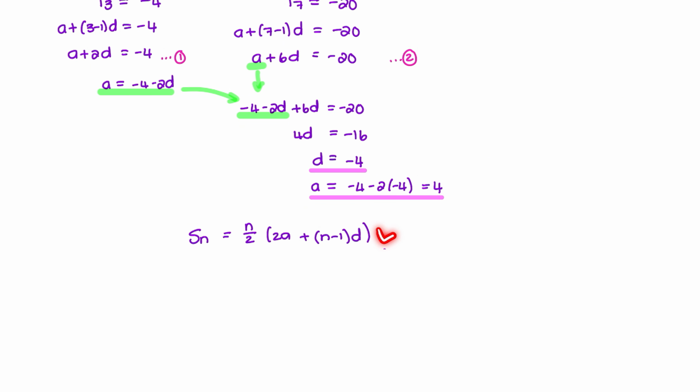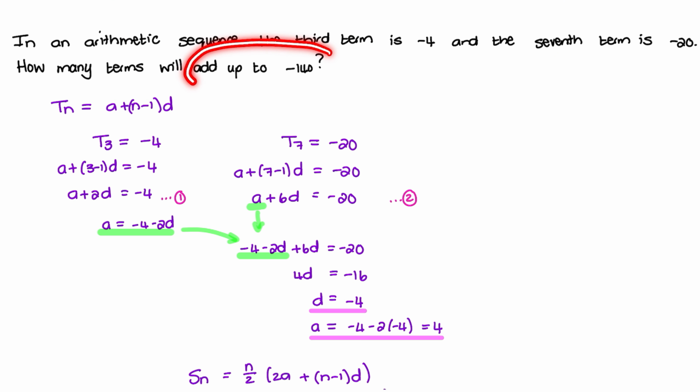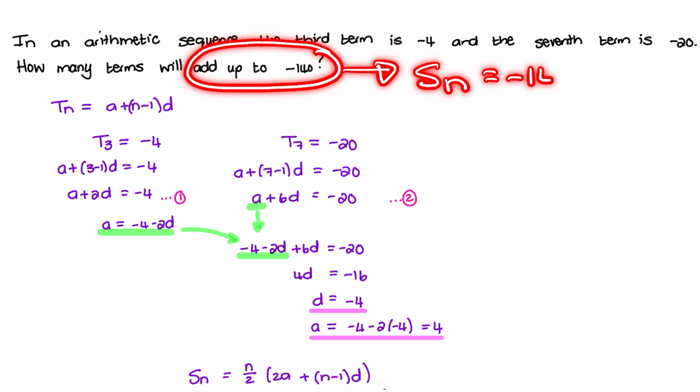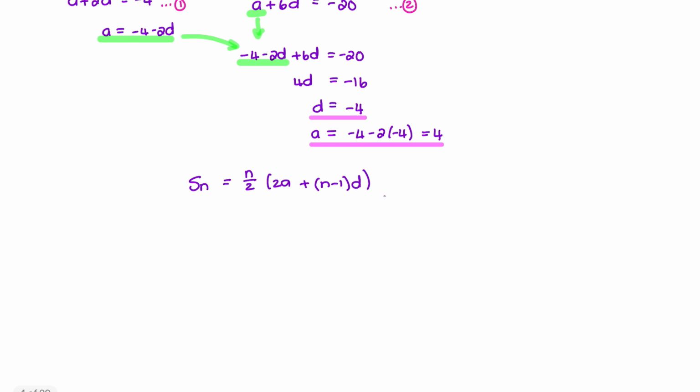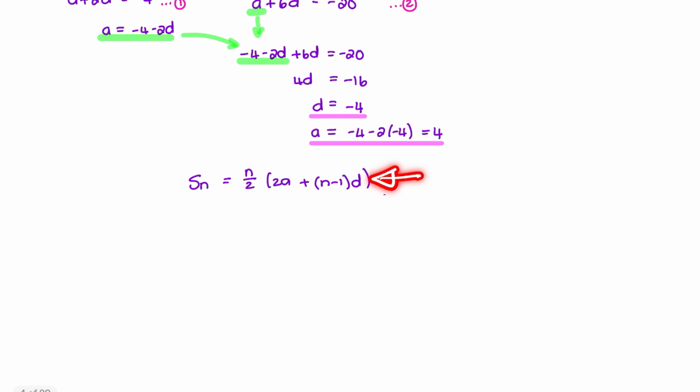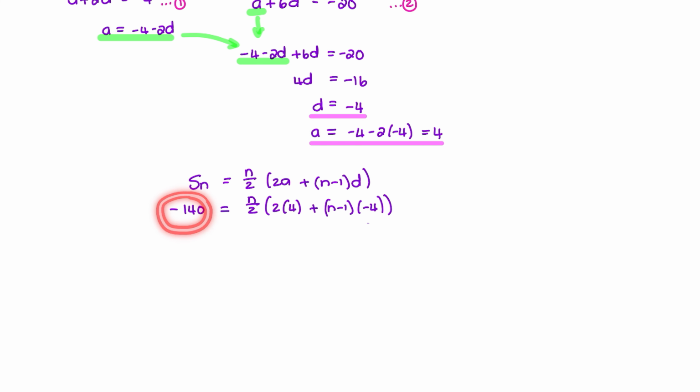For the next part of our solution, we move to Sn, because they told us in the information that the terms add up to -140. So this equation we can find on our formula sheet, and we want to find how many terms. So we want to solve for n. So we replace Sn with -140. We don't know the value of n. We know that a is equal to 4, and we know that d is equal to -4.